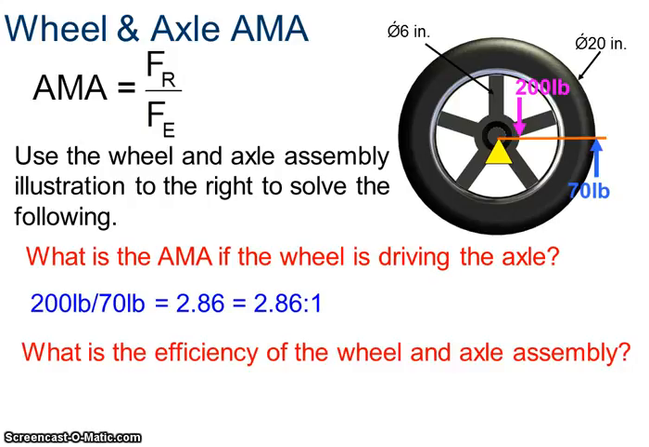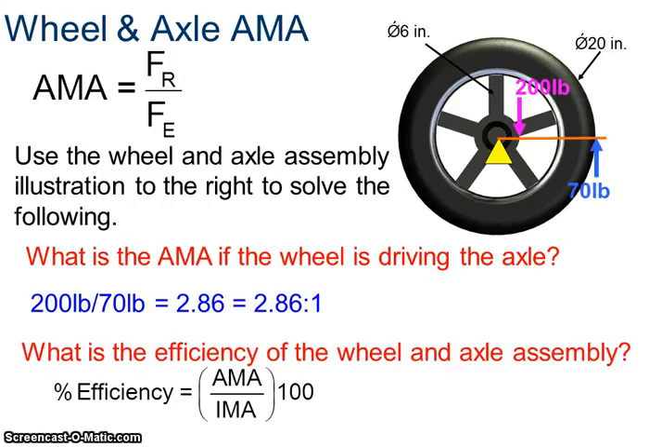We can find our efficiency of it if the wheel is driving our axle. AMA is our 2.86, and 3.33 is what we got for the IMA on the previous slide. So that gives us an 86% efficiency.